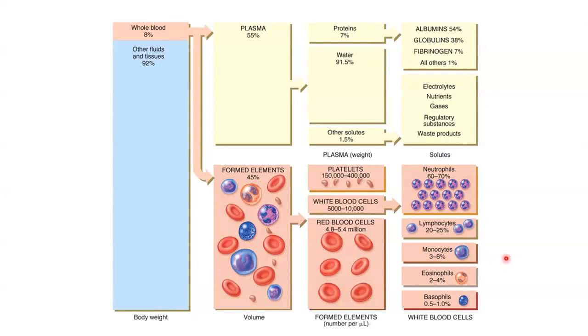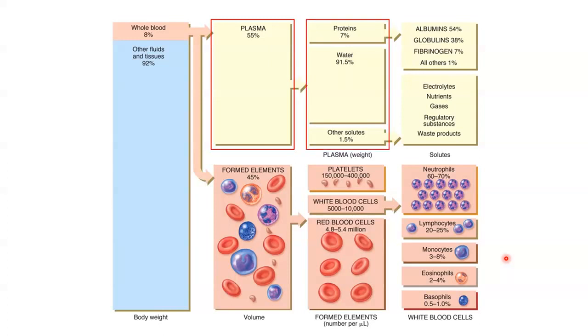So looking at each of those components of blood individually, when the formed elements are removed from the blood, a straw-coloured liquid called blood plasma is what's left behind. Blood plasma, or you can just call it plasma, is about 91.5% water and 8.5% solutes, most of which are proteins. These proteins include albumins, globulins, fibrinogens, and then a small number of other proteins.